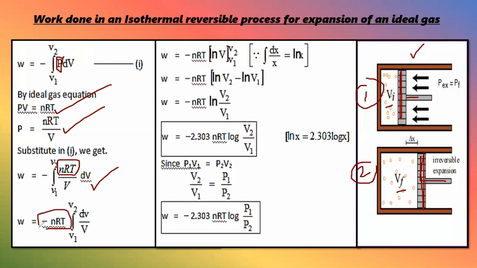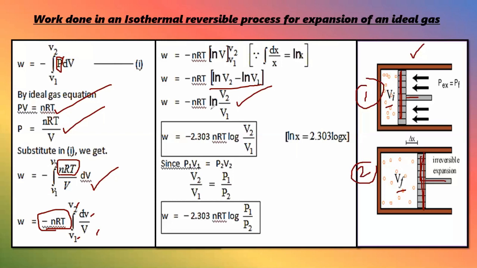Now nRT we will take out. See, it is taken out. Why? Because they will not be differentiated, dV and V will. So we have nRT times integral of dV by V between the limits V1 and V2. Now if we integrate 1 by V dV under the limits V1 and V2, we get ln V under the limits V1 and V2, right? Now the limit is incorporated like this: ln V2 minus ln V1, or we can write this as minus nRT ln V2 by V1.